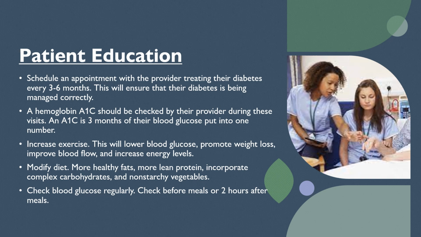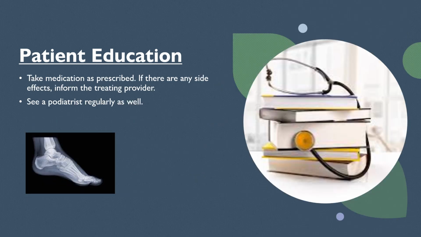Modifying a diet. Patients are encouraged to eat more healthy fats, more lean protein, incorporate complex carbohydrates, and non-starchy vegetables. Patients are encouraged to check their blood sugar regularly. They need to either check before meals or 2 hours after a meal or as needed. Patients must take their medication as prescribed. If there are any side effects, they must inform their treating provider. They need to also see a podiatrist regularly as well.